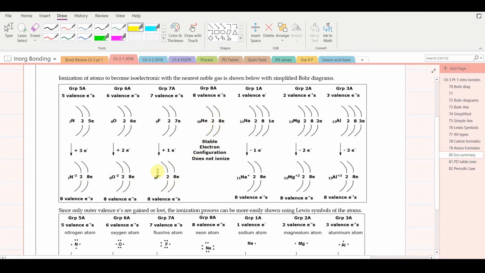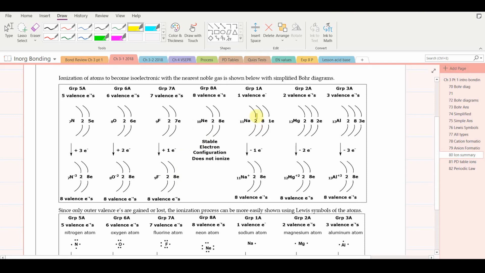Now they're not the same, right? These are not identical. There's a different number of protons. Neon has 10 protons, fluoride has 9. So fluoride is not neon, but they are isoelectronic. They have the same electron configuration in their outer shells.